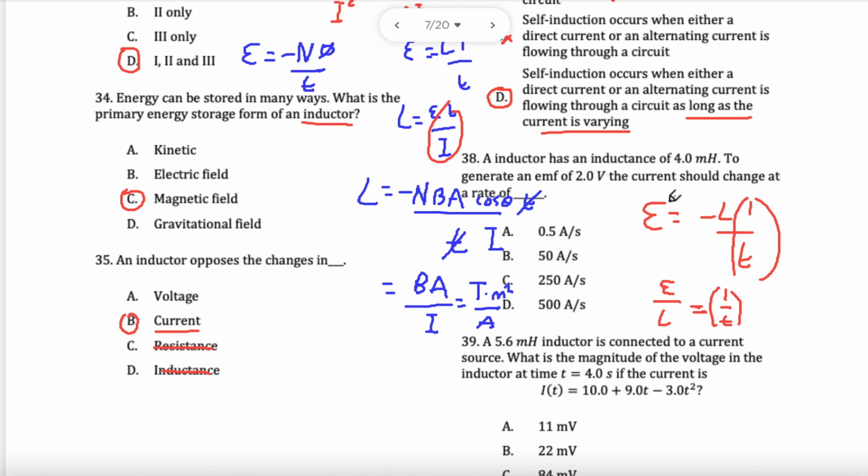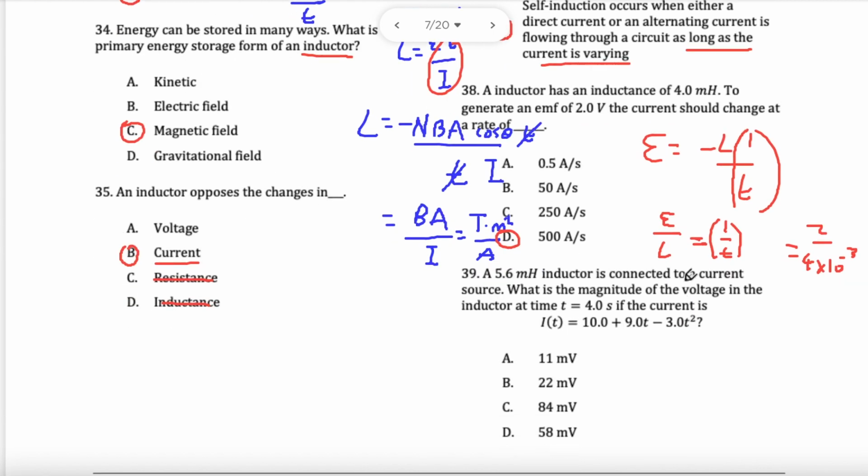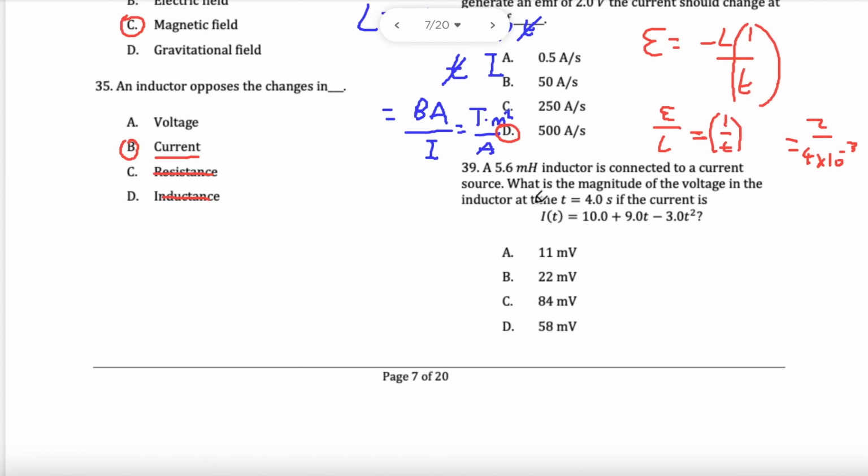The E is the EMF. I will do, right over here, 2 divided by 4 milli, times 10 to the minus 3. Milli is minus 3. If I put that into my calculator, I should hopefully get 500 amps per second. That it is. Very nice. Over here, we have the same idea.